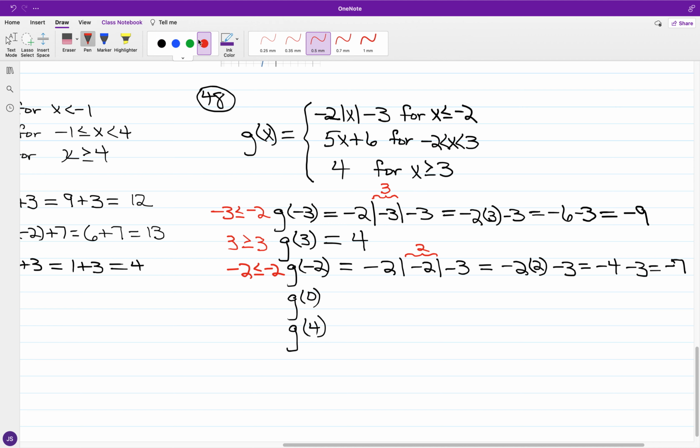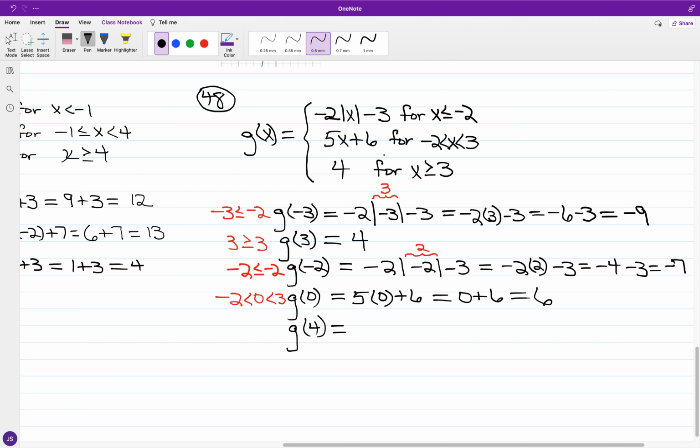Now for 0, okay, and 0 lies between negative 2 and 3. And in terms of what to do with 0, okay, we have the entry of the 5x plus 6 portion. And with x at 0, so we got 5 times 0, followed by the addition of 6. 5 times 0 is 0 plus 6. And so g of 0 is equal to 6.